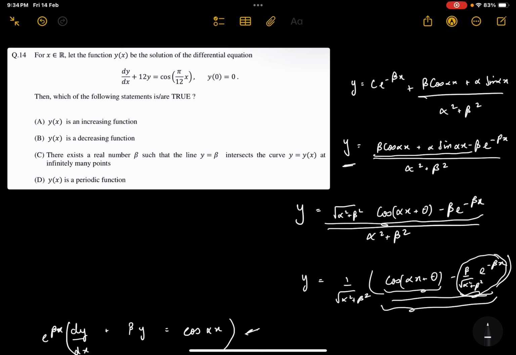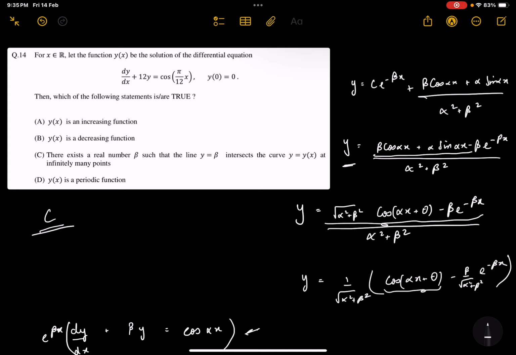So there will be infinitely many roots of this equation, which is y equals 0 will have infinitely many solutions. So C option becomes correct. D is incorrect because this function is obviously not periodic, and as we have infinitely many solutions for y equals 0, then obviously y cannot be an increasing or decreasing function. So the correct answer is C.